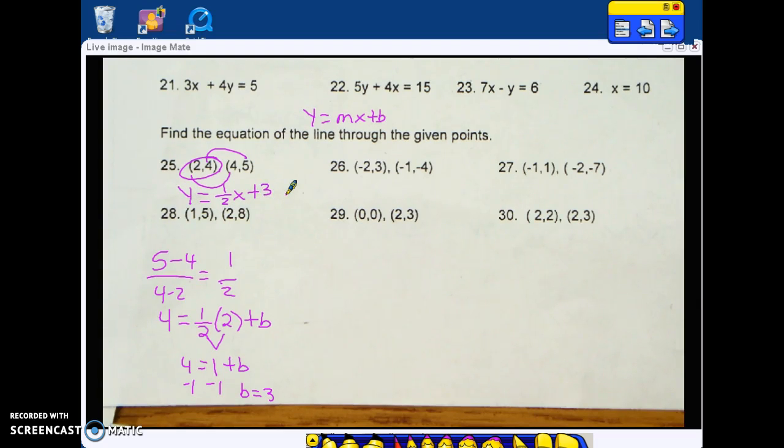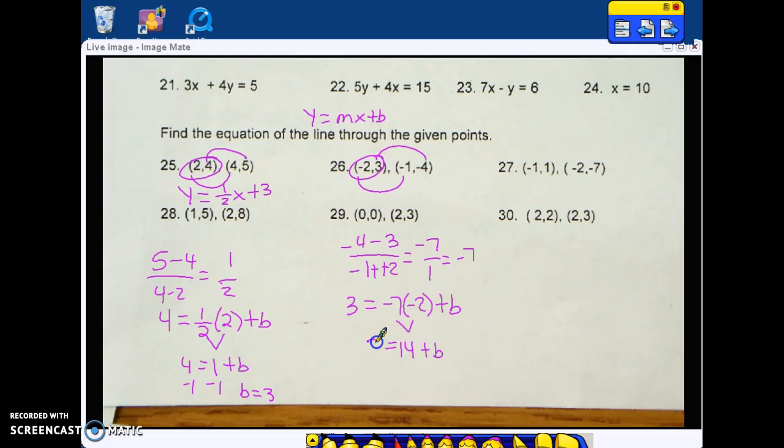For 26, we did the same thing. We have -4 minus 3 over -1 minus -2. -4 minus 3 is -7. -1 plus 2, because I've added an inverse, is 1. So my slope is -7. Pick a point to plug in. We have y equals negative 7 times x plus b. Negative 7 times negative 2 is 14. Bring everything else down. Subtract 14 from both sides. We get our y-intercept is negative 11. So y equals negative 7x minus 11.